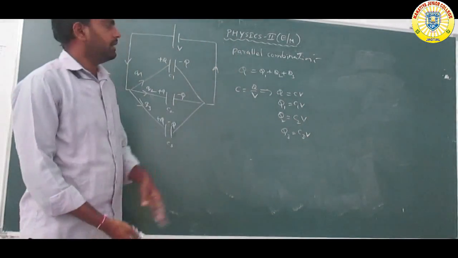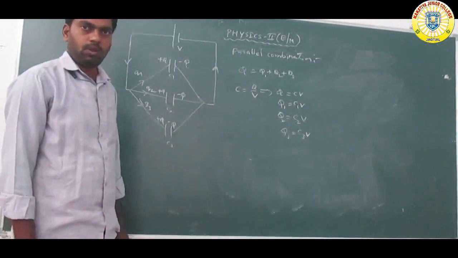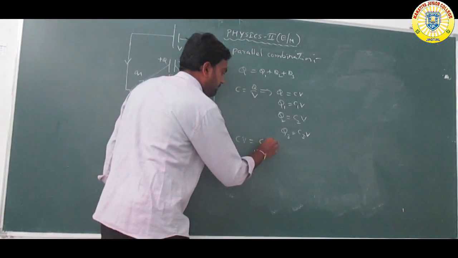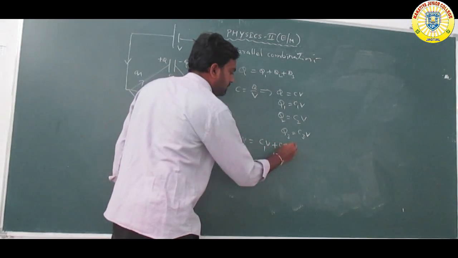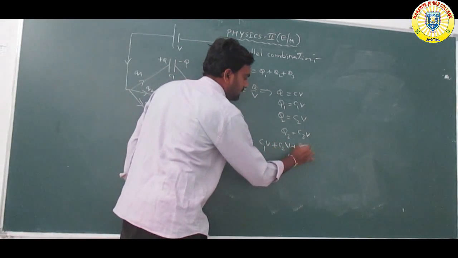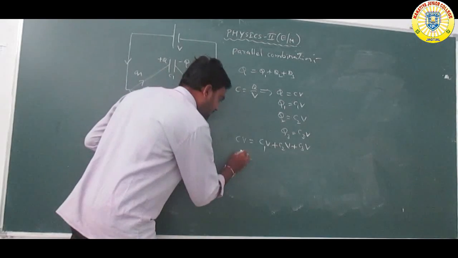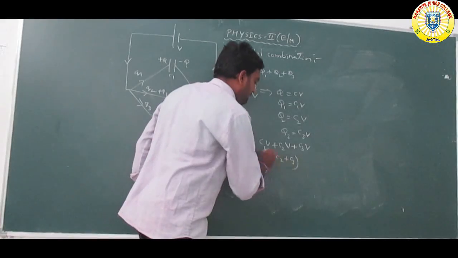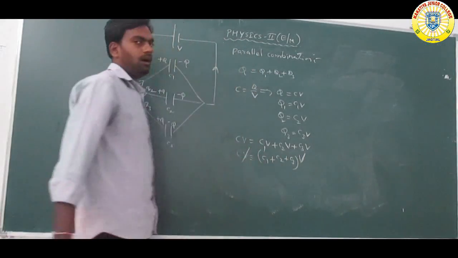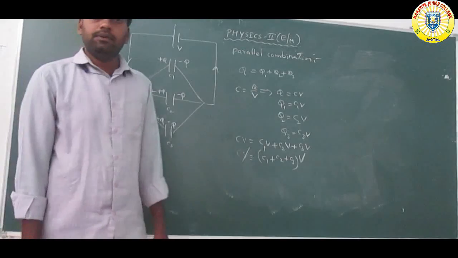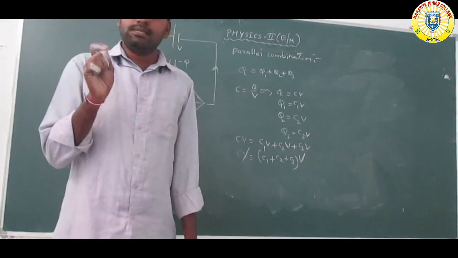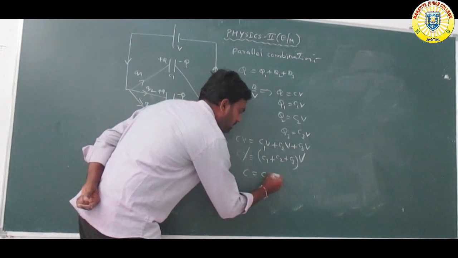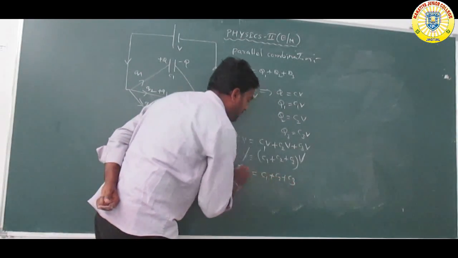Substituting in the equation, Q is equal to C1V plus C2V plus C3V. Taking V common, we get C1 plus C2 plus C3 times V. So V is cancelled, and the remaining equation we get is C is equal to C1 plus C2 plus C3. This is called the resultant capacitance in parallel combination.